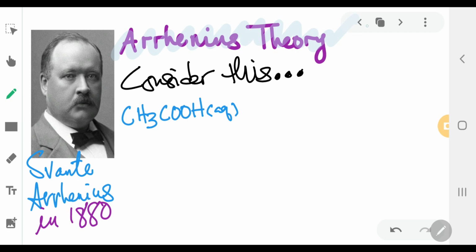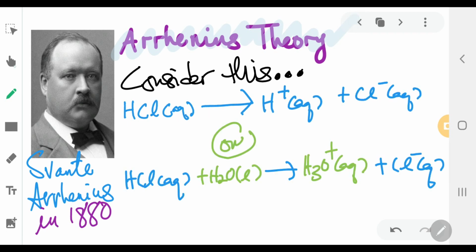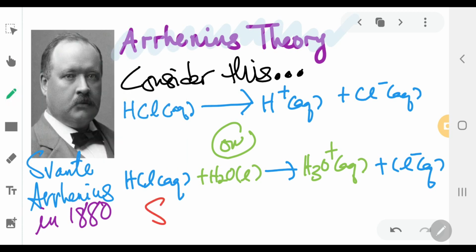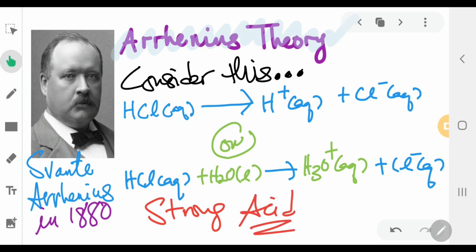We have another example here. If you look at this example, this is the example of a strong acid. When we are dealing with strong acids, the equation will be an irreversible, non-reversible process. And why is that the case? We will tell you about that one later.